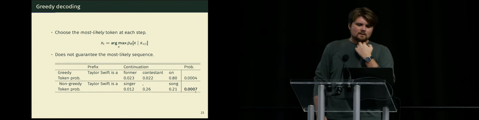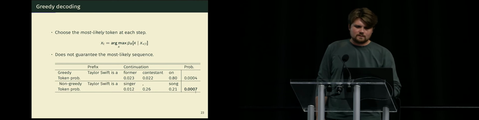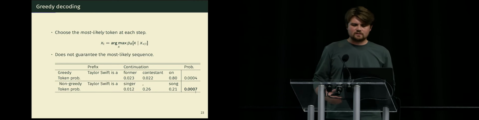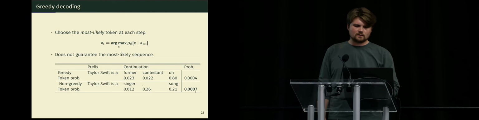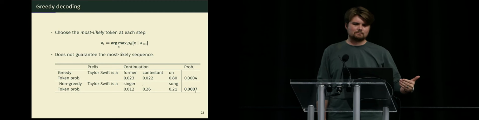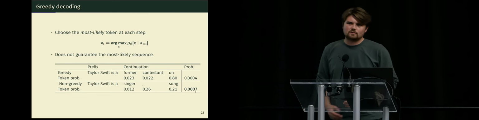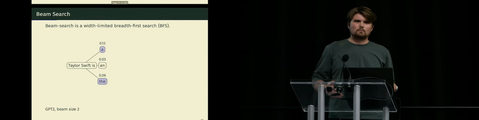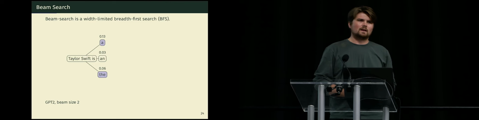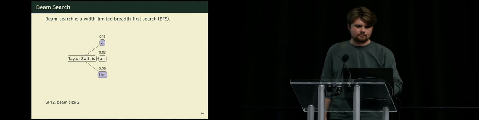Unfortunately, this does not necessarily give you the most probable sequence, because, for instance, if you took singer, which is less probable at that first generation step, and then you decode greedily after that, you actually end up with a probability which is higher. So basically the locally most likely token might not give you the globally most likely sequence.